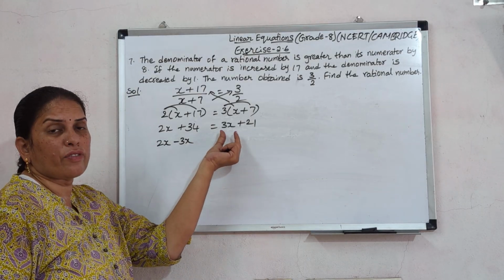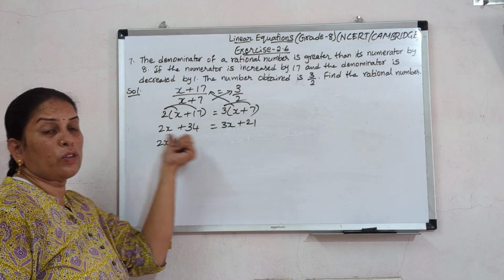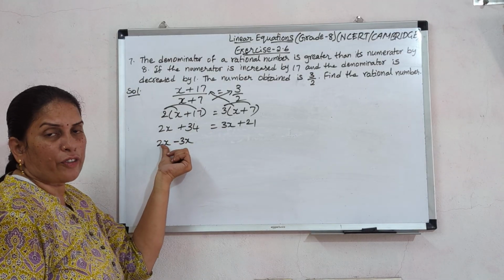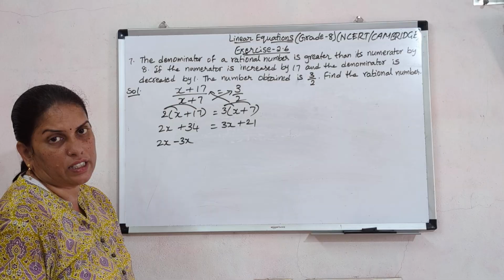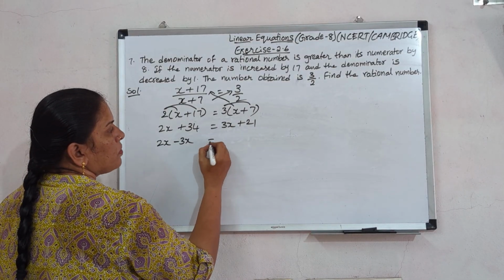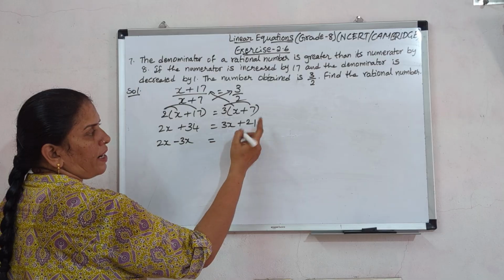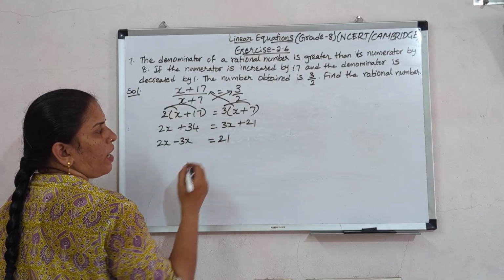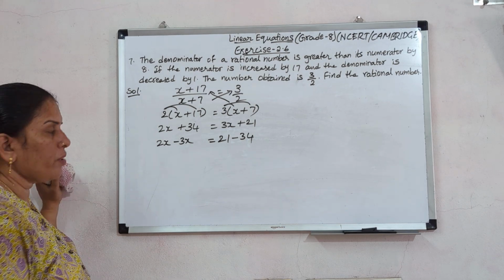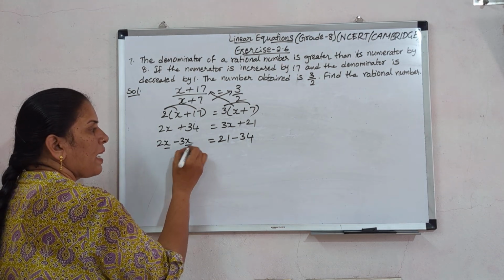When we bring this variable from the right hand side of the equality symbol to the left hand side, or from the left hand side to the right hand side, the sign changes. Okay. So, I am sending this plus 34 to that side. Already this number is there, 21. Plus 34 means minus 34 it becomes. Understood? So, both are like terms.